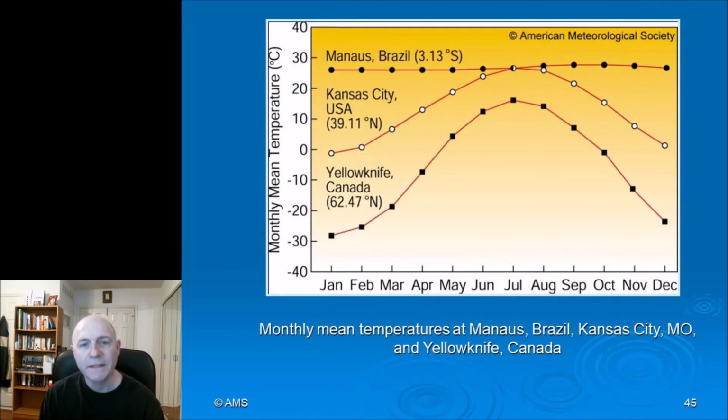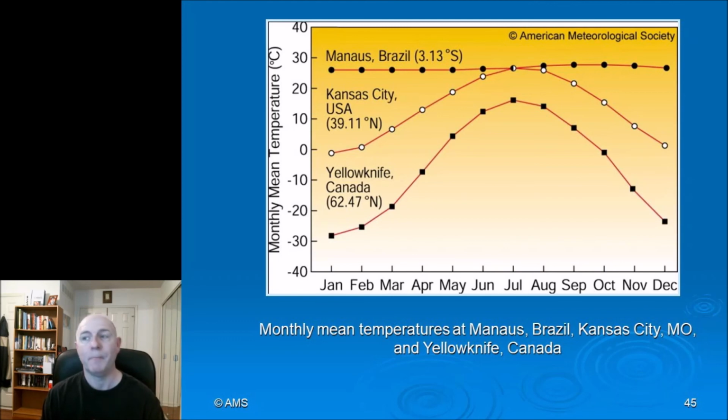Look at this another way. We look at the average monthly temperature here on the vertical axis, and then on the horizontal axis through time, January through December, through the course of the year. That top flat line is Manaus, Brazil, very close to the equator, 3.13 degrees south latitude. There's almost no change at all in the monthly average temperature. Kansas City, continental climate here in the United States, obviously has a temperature change. January, December, it's lower. June, July, it's higher.